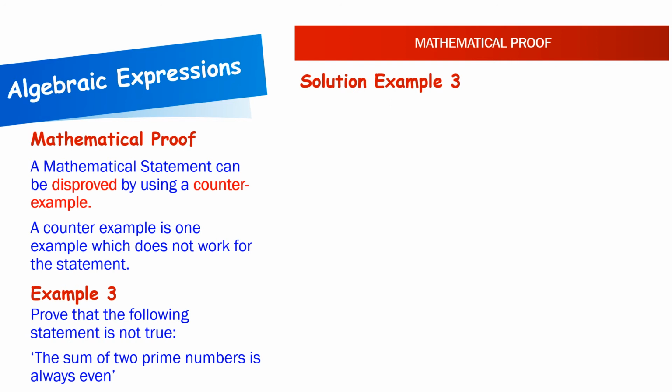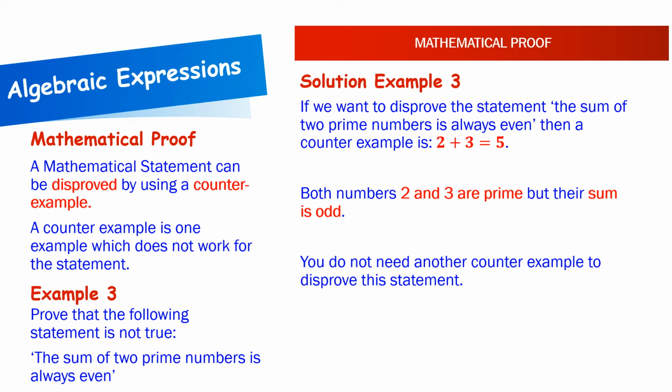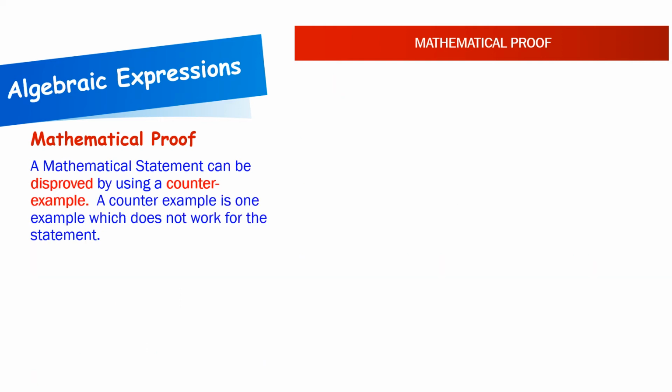So let's solve this. Let's take the case of two prime numbers, 2 and 3. Clearly 2 plus 3 equals 5. However, both numbers 2 and 3 are prime. However, their sum is odd. We do not need another counterexample to disprove this statement. Let's take a look at another example.